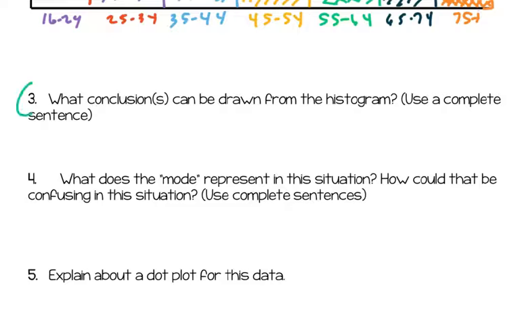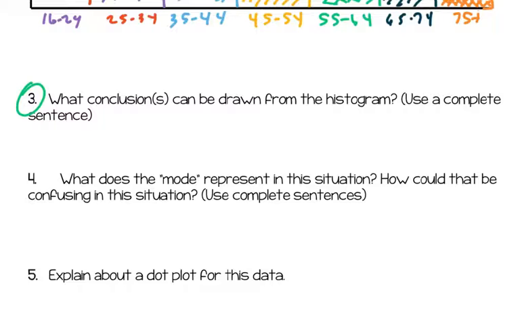Okay, so I'm not going to write this down, but for number 3 with the conclusions, you could have said things like, as men get older, they don't exercise as much. Or you could say, young men are more likely to exercise than older men. Something along those lines is probably the conclusion that you would make from looking at this data. Okay, let's look at number 4. What does the mode represent in this situation?